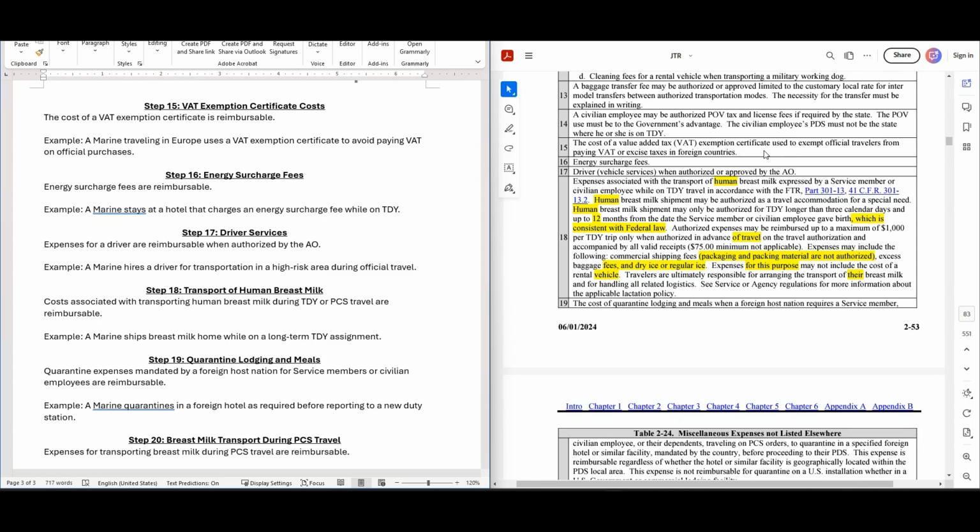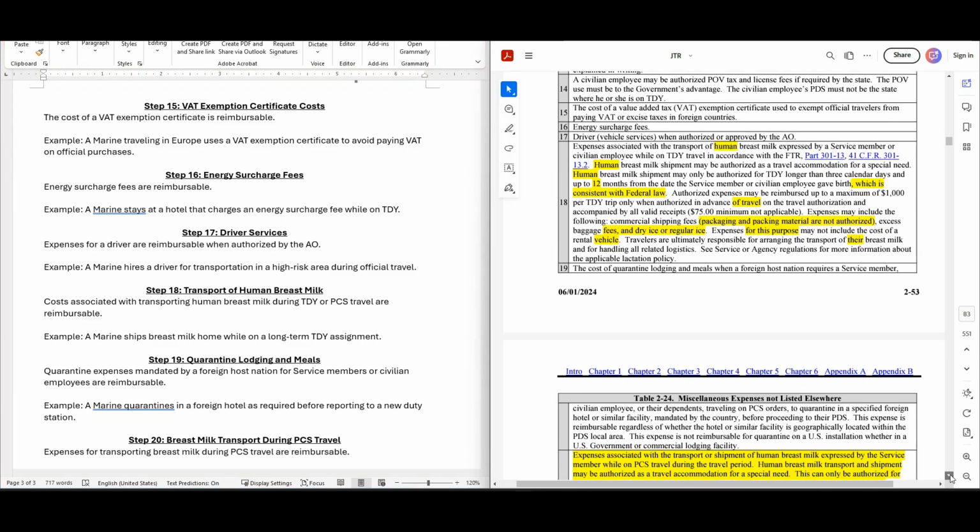But remember, these are only things that are not already reimbursed at the previous time. So if they're not reimbursed for any reason before you left, and you still had a cost incurred, this is where you could be reimbursed for those. A Marine traveling to Europe uses a VAT exemption certificate to avoid paying VAT on official travel. But again, if it is not done, you can claim specifics for tax purposes on those official travel requirements.